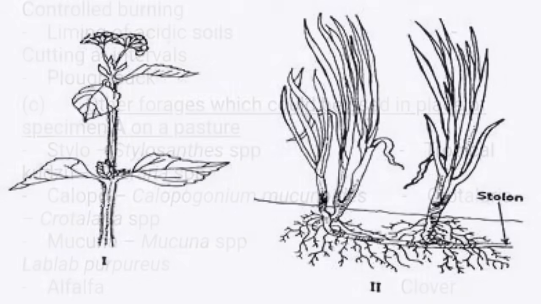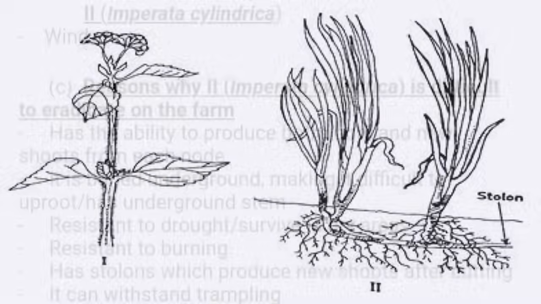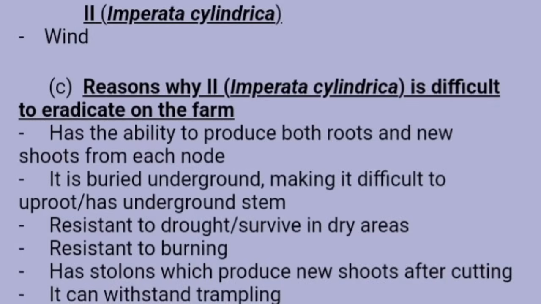Now we move to the next specimen K, which is speargrass. The botanical name is Imperata cylindrica. That's speargrass, and speargrass is very difficult to control. Why? Because it has an underground stem, rhizome, that produces new shoots from its axillary buds. It also has the ability to produce both roots and new shoots from each node, and it is propagated by stolon, and it is aggressive. Those are the reasons why it may be difficult for a farmer to control speargrass.